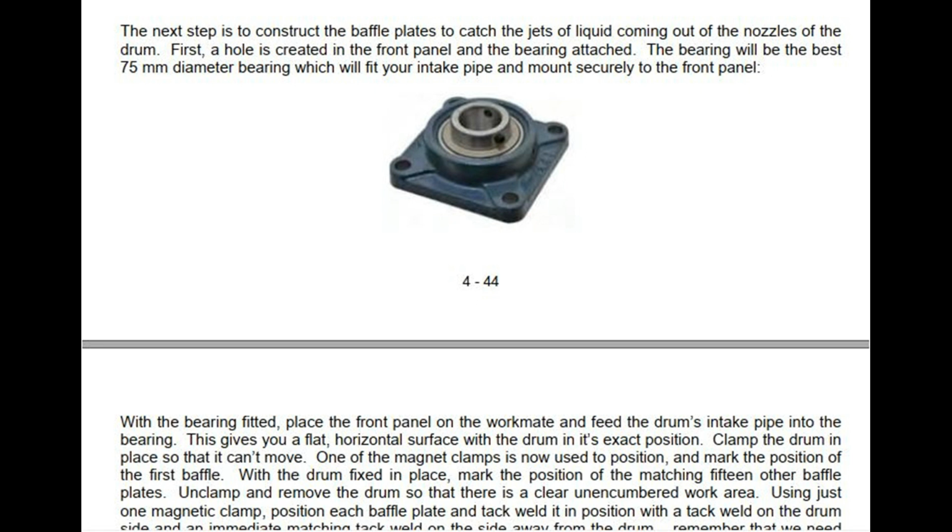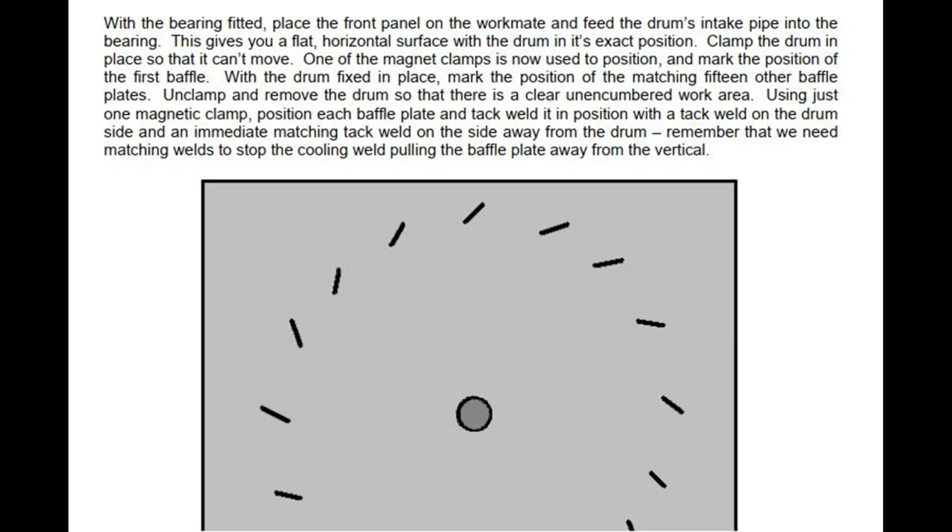One of the magnet clamps is now used to position and mark the position of the first baffle. With the drum fixed in place, mark the position of the matching 15 other baffle plates. Unclamp and remove the drum so that there is a clear unencumbered work area. Using just one magnetic clamp, position each baffle plate and tack weld it in position with a tack weld on the drum side and an immediate matching tack weld on the side away from the drum. Remember that we need matching welds to stop the cooling weld pulling the baffle plate away from the vertical.